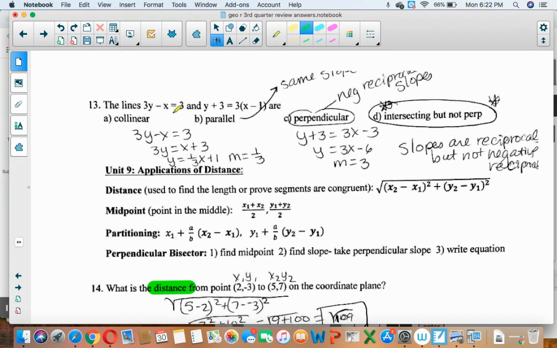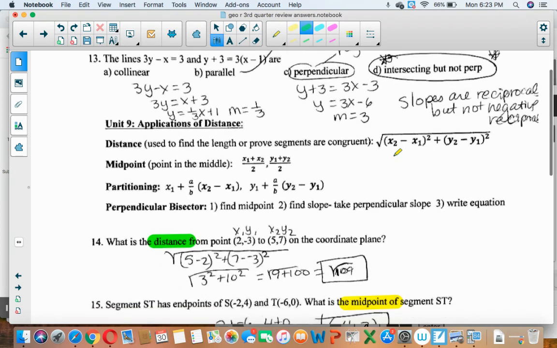So all I did was I took each equation and I got y by itself so I can find the slope. So this first one, I brought x to the right and it becomes positive x. I divide everything by 3. So this slope is 1/3. This next one, I distribute that 3 to everything in the parentheses and it becomes 3x minus 3. And I subtract this 3, so it's y equals 3x minus 6. This has a slope of 3. Now they are reciprocals, so you might think they're perpendicular, but they are not negative reciprocals. So they are just intersecting lines, the two lines that cross. They have different slopes, but they are not perpendicular to each other.